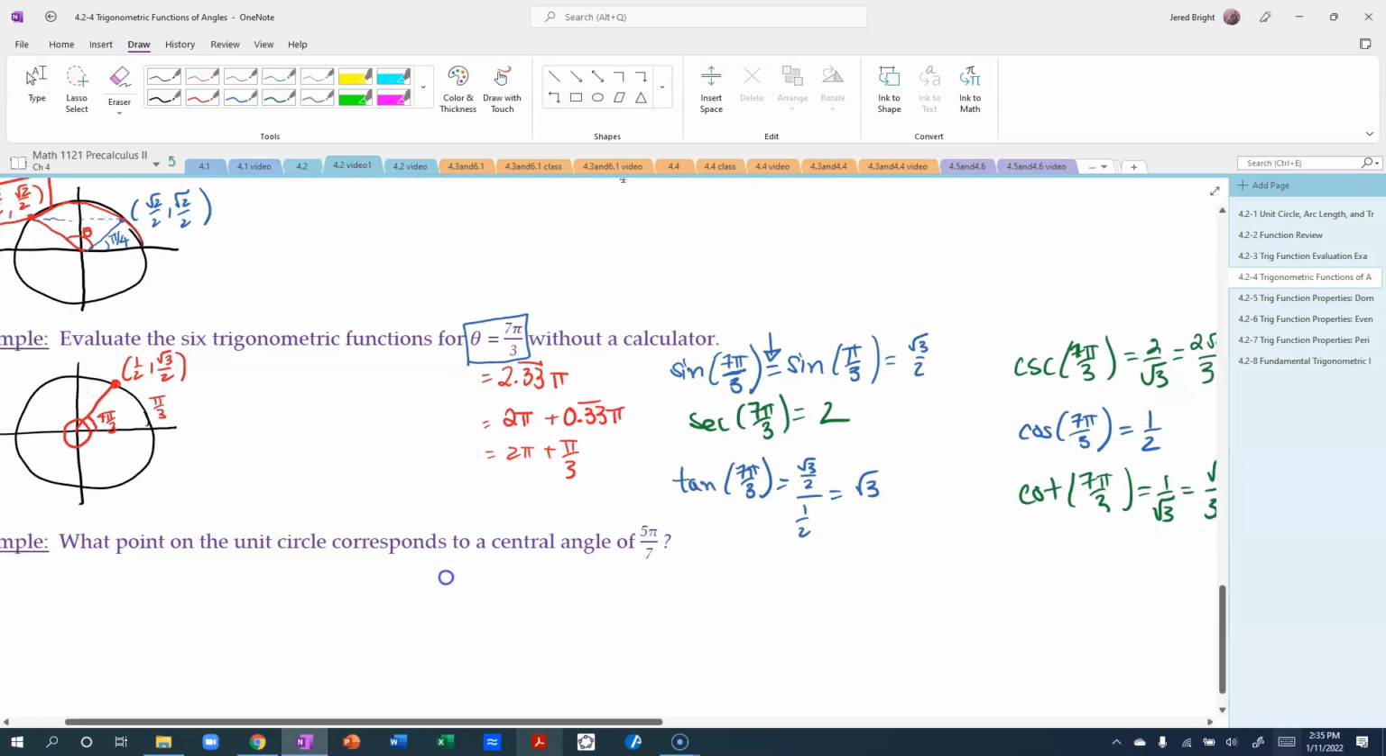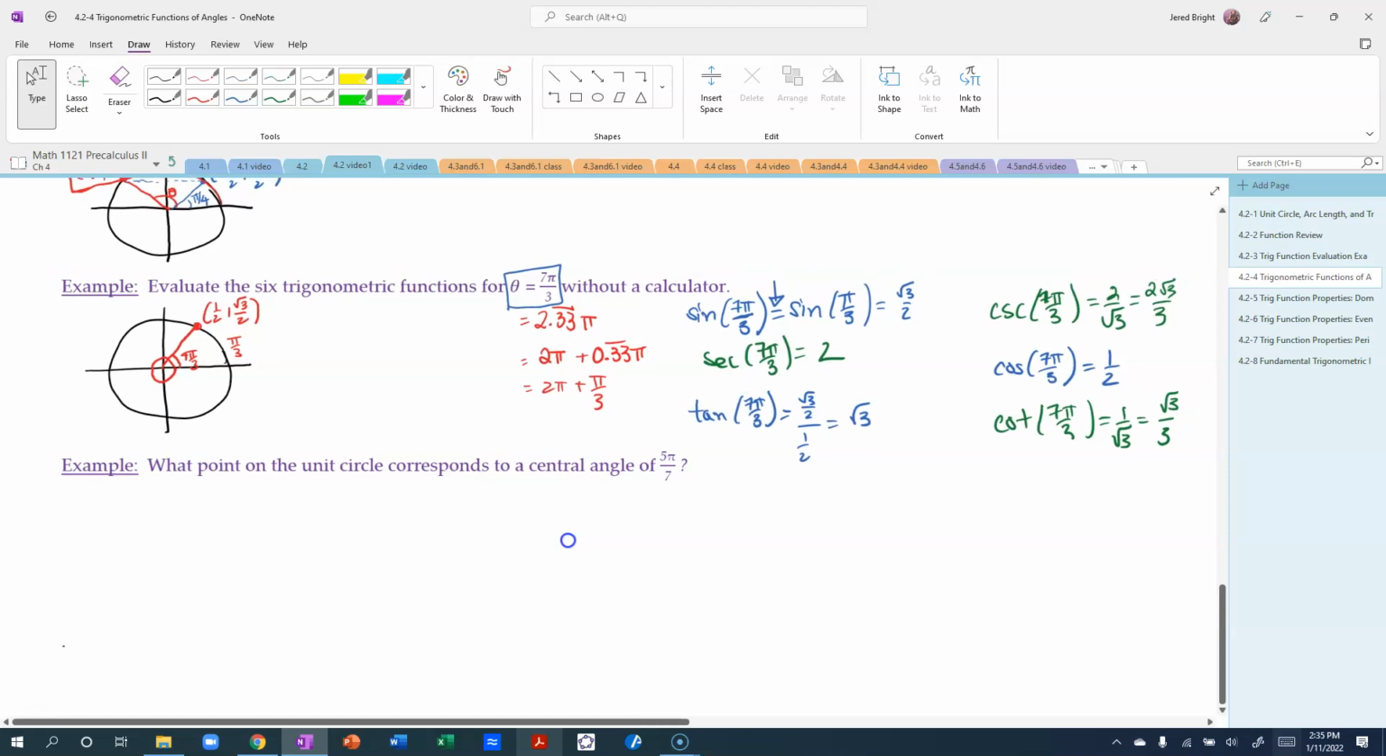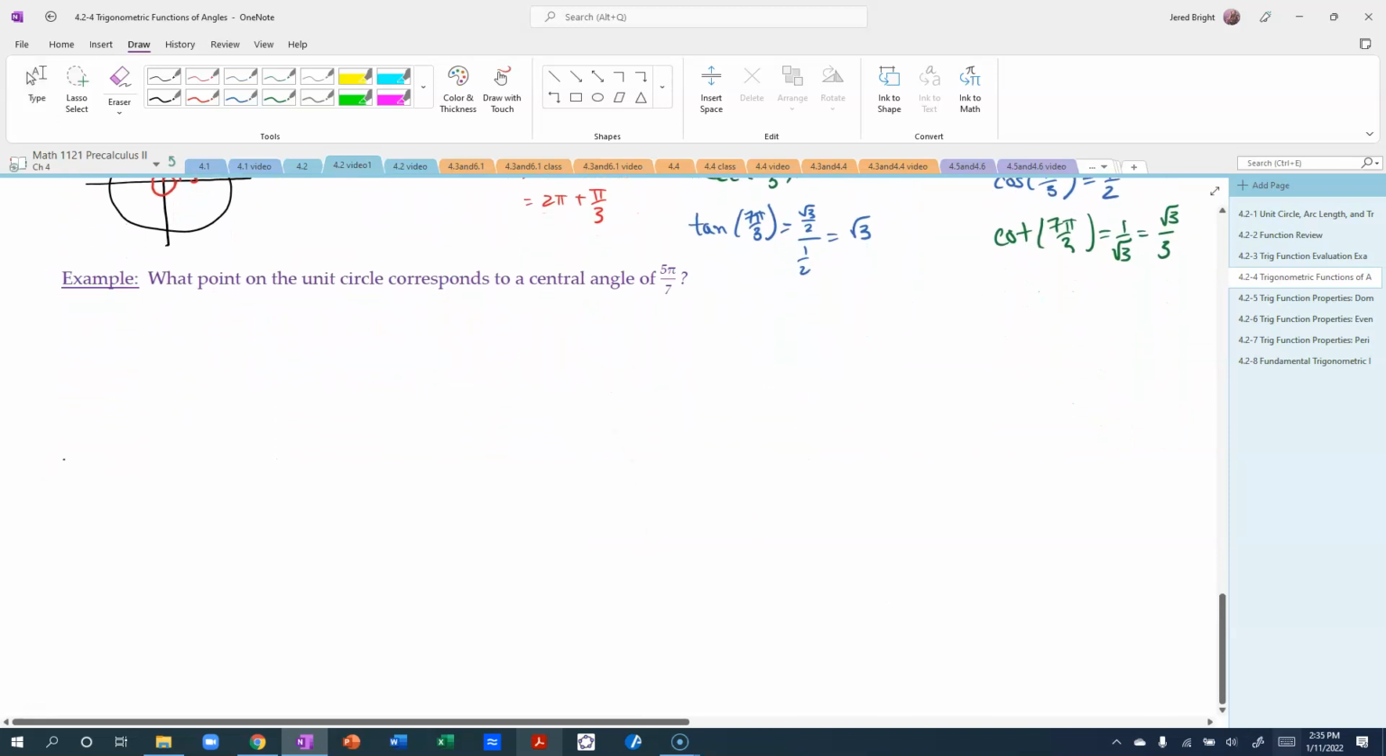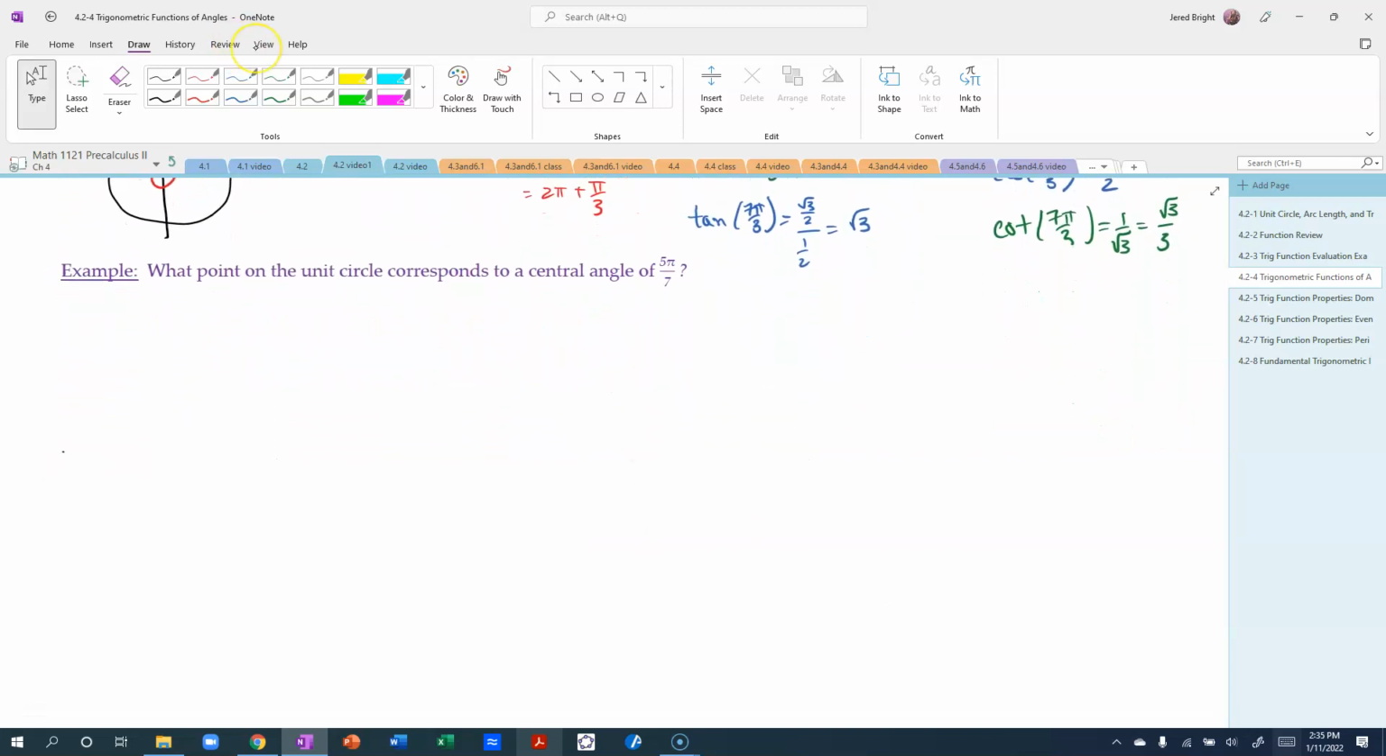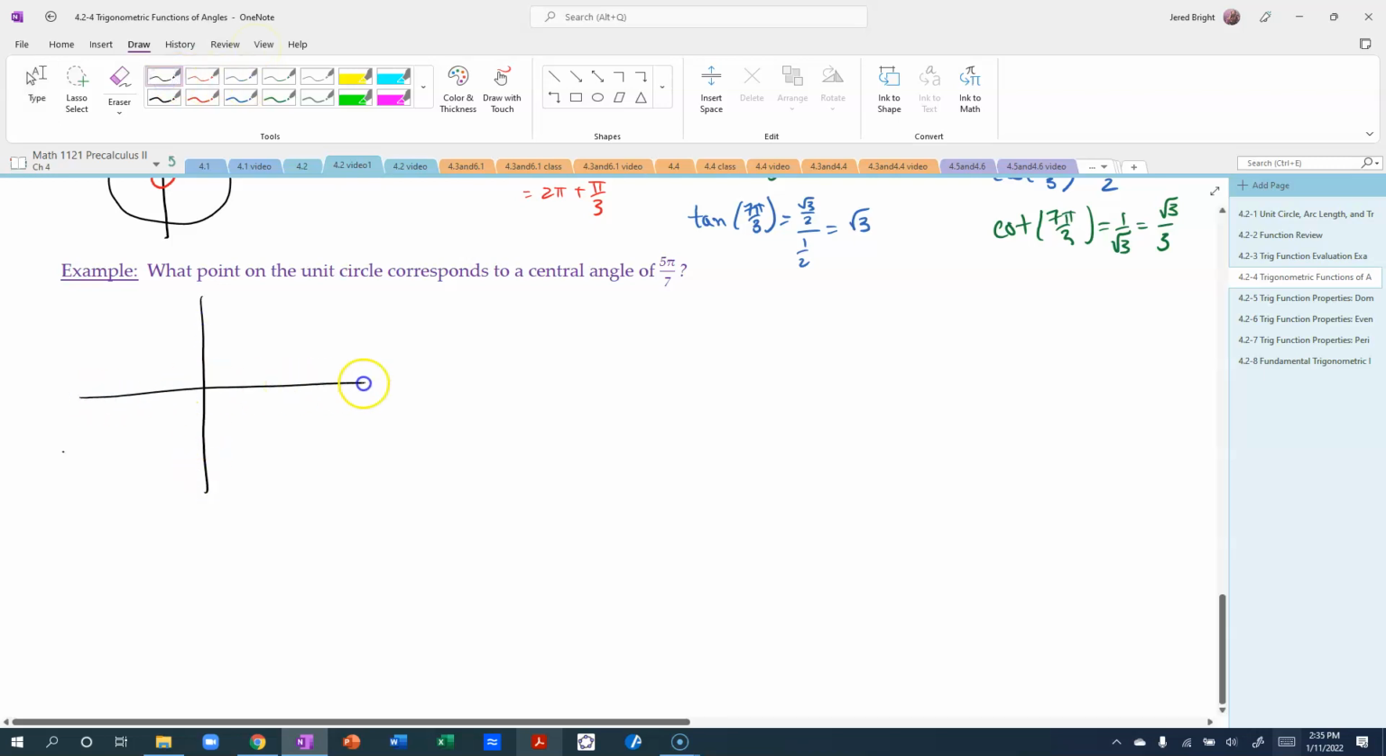Last example. It says, what point on the unit circle corresponds to the central angle of 5 pi over 7? Unit circle, 5 pi over 7. I know this is pi, and this is pi over 2 up here. It's more than pi over 2, but not quite pi, so it's somewhere over here. That's going to be my central angle, and I want to know what this point is.